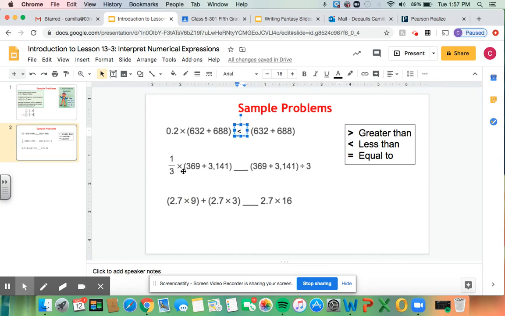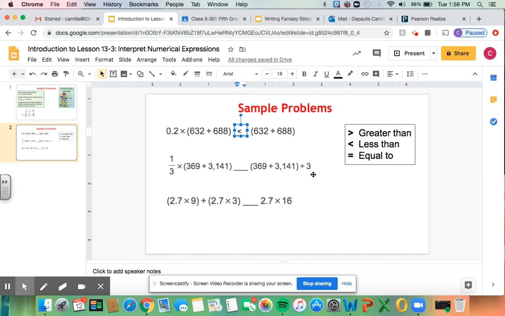Next, we have 1/3 times 369 plus 3,141. And then we have the same two numbers added, but we're dividing it by 3. So here we're multiplying by 1/3, here we're dividing by 3. And I notice that 1/3 and 3 are reciprocals, which means they're opposites of each other. So I know that multiplying by 1/3 is going to get me the same answer as dividing by 3.